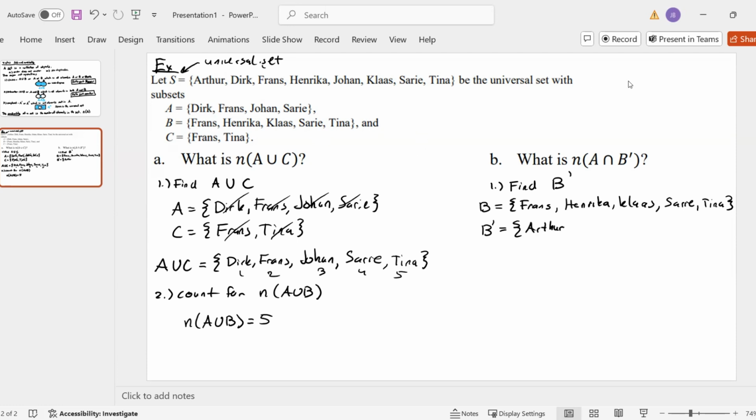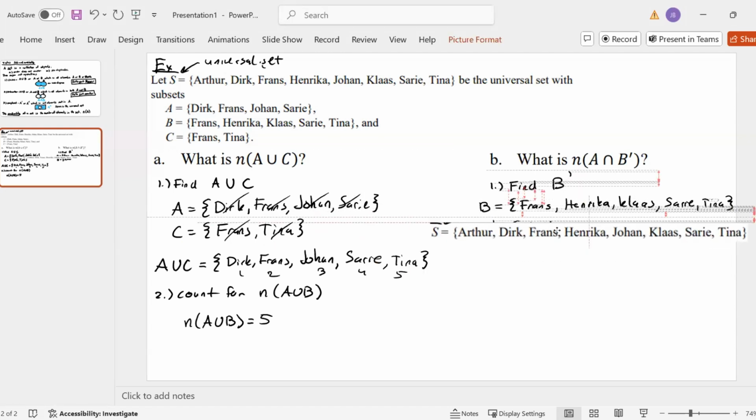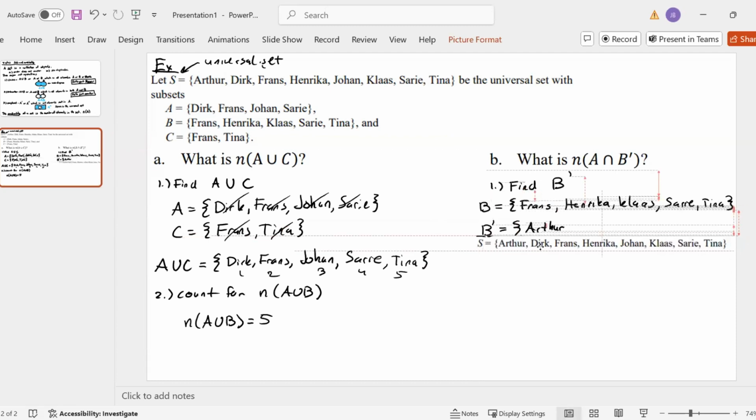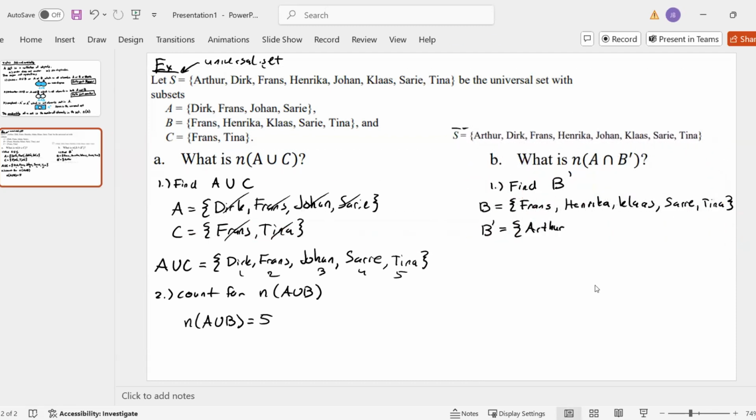And just to make this, I guess, as obvious as I can, I'm going to copy this over right here. Okay. And I'm going to paste it relative to ours. So right here, we're comparing that to B. So Arthur, good. Dirk, good. Franz, nope. And then Henrika, nope. Johann, yes. Claus, nope. Sorry, nope. Tina, no. So those ones don't work because I already have them in B. And remember, B complement is everything not in B. So that's the key.